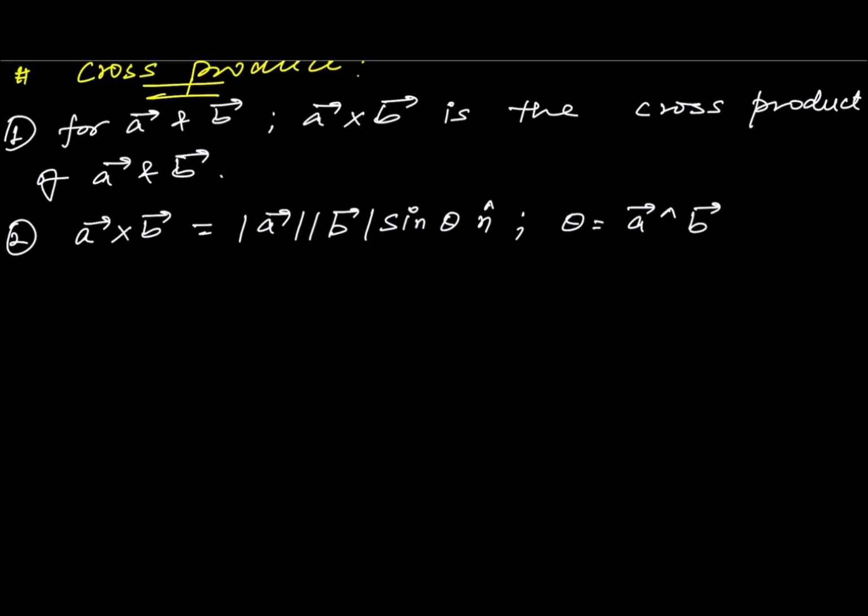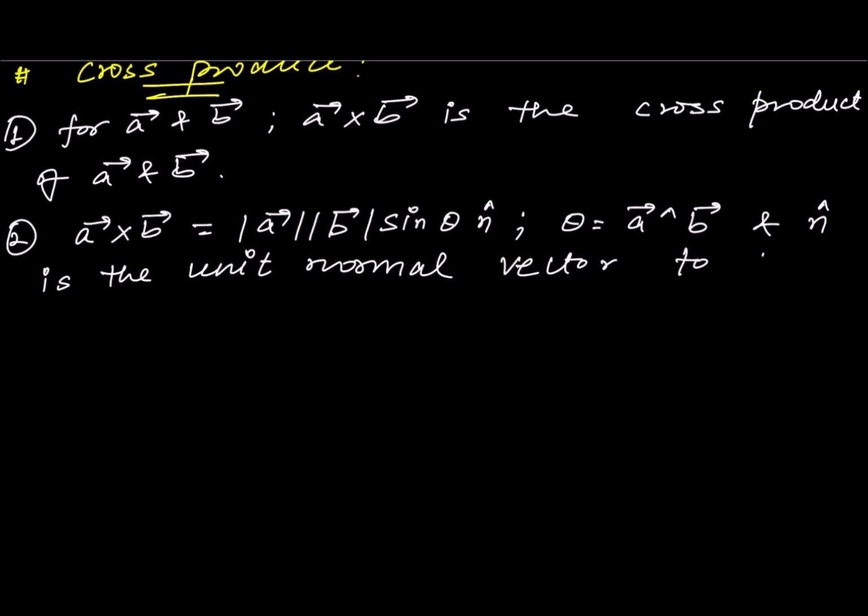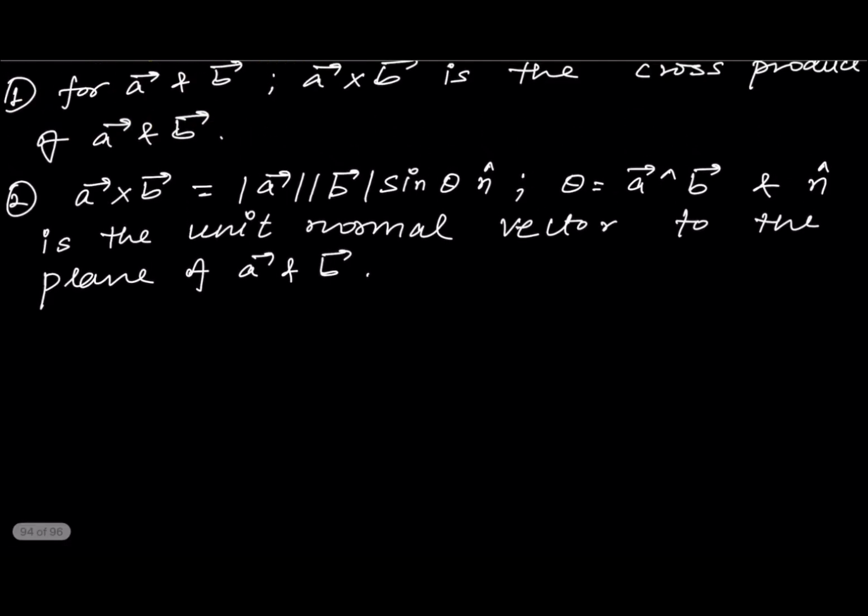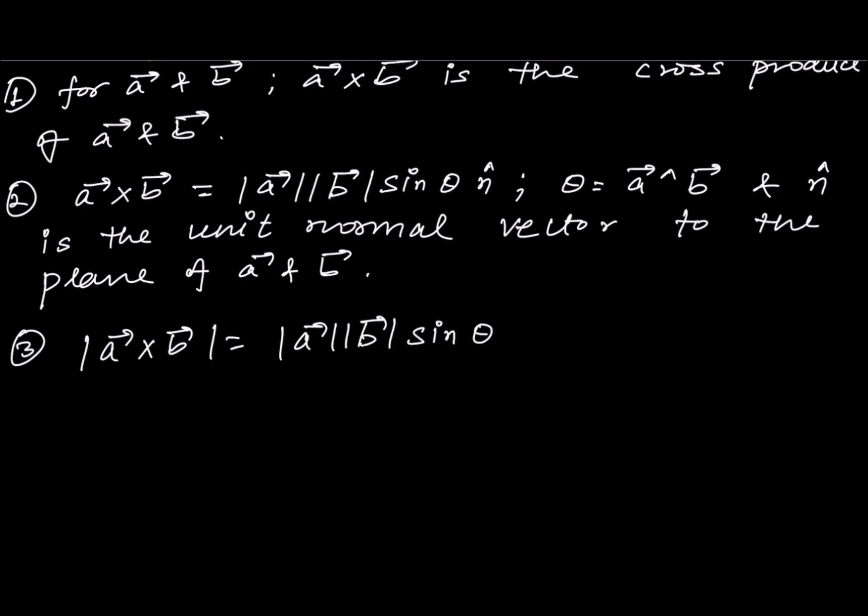and n cap is the unit normal vector to the plane of A vector and B vector. Means A cross B is defined as mod A mod B sine theta n cap. Point number 3, mod of A cross B is mod A mod B sine theta, right? Because mod of n cap is 1.